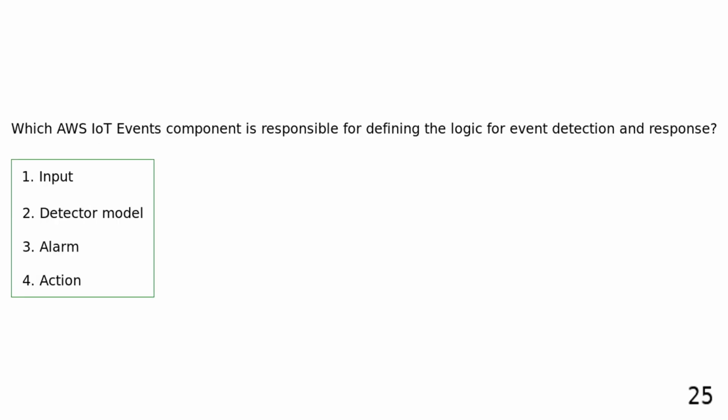models. Which AWS IoT Events component is responsible for defining the logic for event detection and response? Input. Detector model. Alarm. Action. In AWS IoT Events, the detector model defines the logic for event detection and response. It specifies the states of your equipment or process, and defines which events trigger transitions between states and what actions to take when entering or exiting each state.